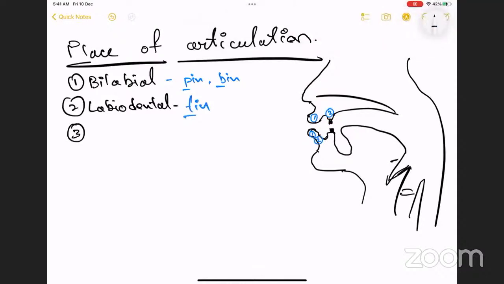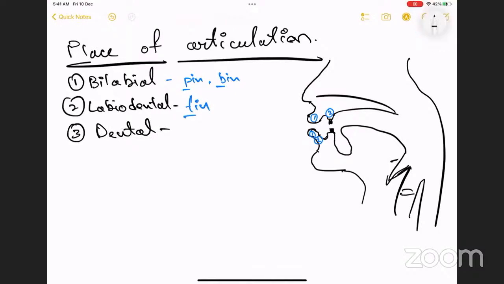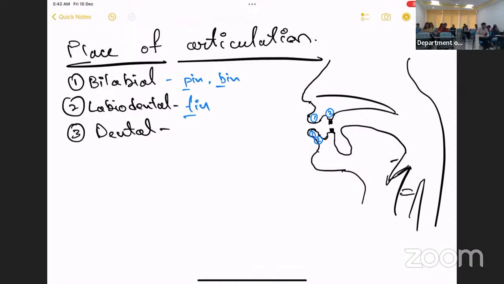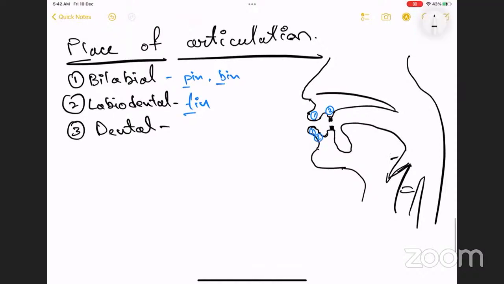And now the third one is dental. Some books, even in anatomy, we don't usually say dental, we call it dentine sounds. But it's okay, both are the same. Now dental is basically where you use the teeth to produce the sound. The teeth is the primary structure to produce this sound. That is very good.